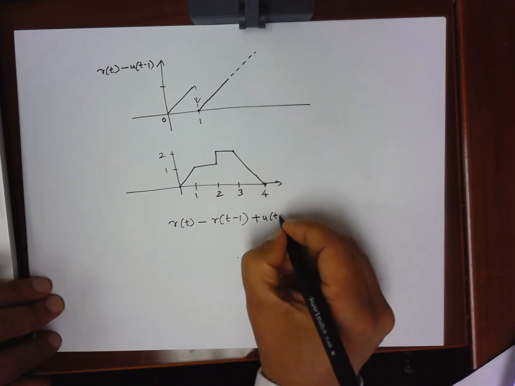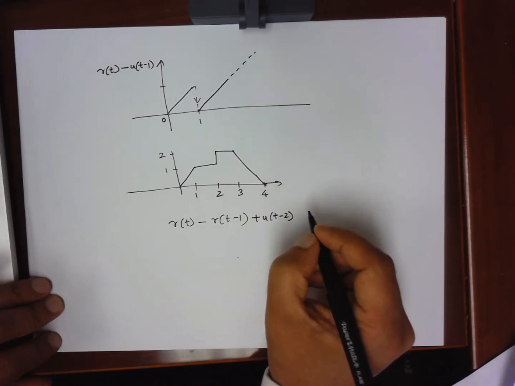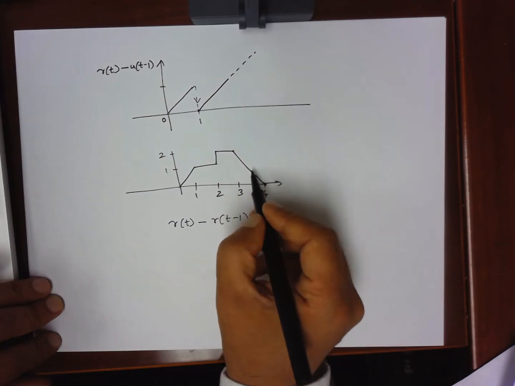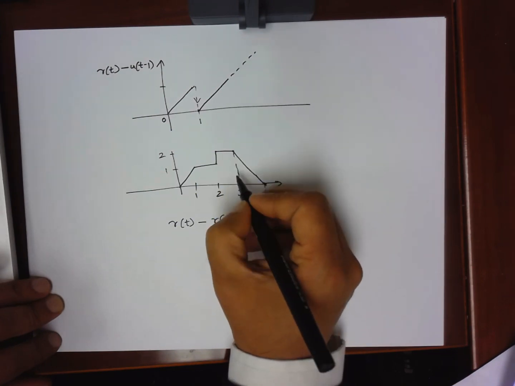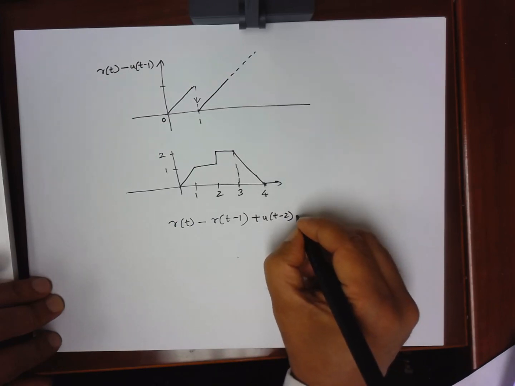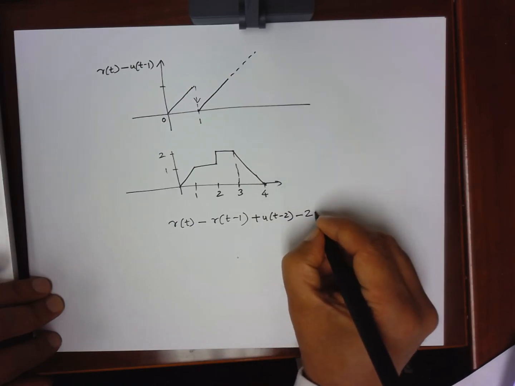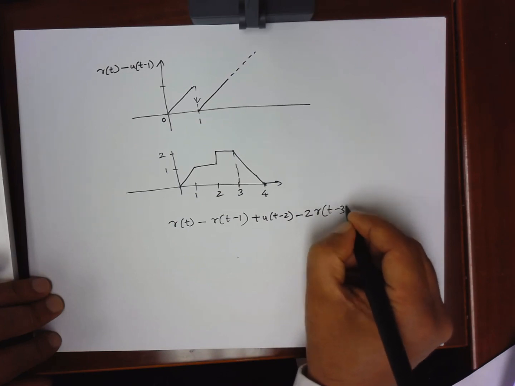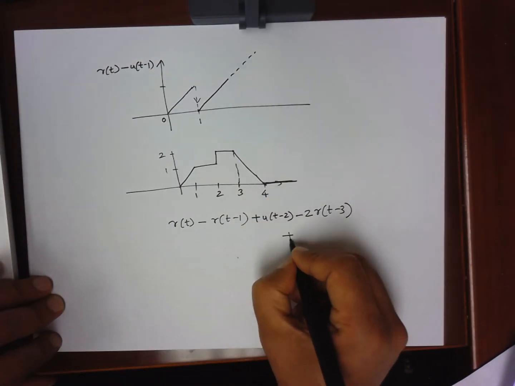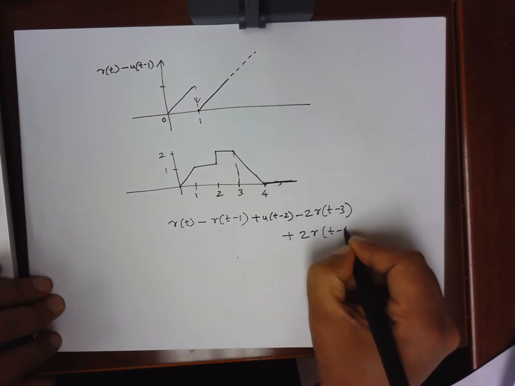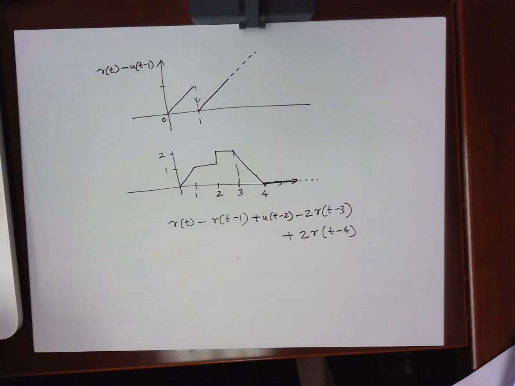The unit step kicks in at u of t minus 2. And then I need to bring this down. This is a ramp that has a height of 2 but a width of 1, so I need to subtract 2 times r of t minus 3. But then I need to make it go flat here, so I need to add 2 times r of t minus 4, and then I get a waveform that becomes like that. So here are some examples. I hope you find them useful, and I hope you're able to do your homework assignments with ease after having watched this. Thank you.